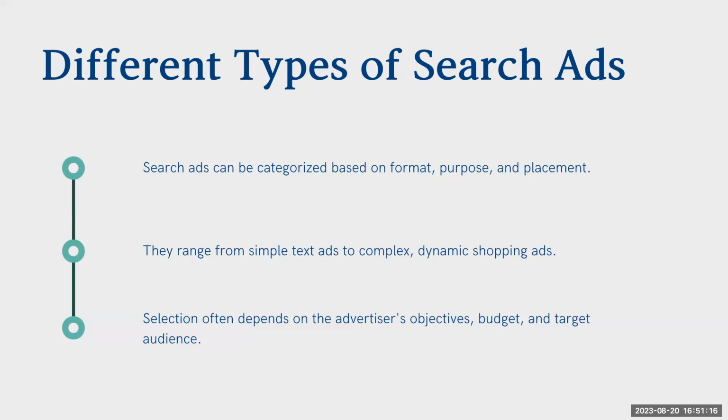Really, understanding these categories is essential because the effectiveness of an ad can really be influenced by its format and strategic placement. So you could have a great ad, but if it's not placed in the right place at the right time, it will not be seen as you'd like it to be seen. And truthfully, it will not yield the results you'd like it to yield. So that's something to keep in mind. That being said, they range from simple text ads to complex dynamic shopping ads.